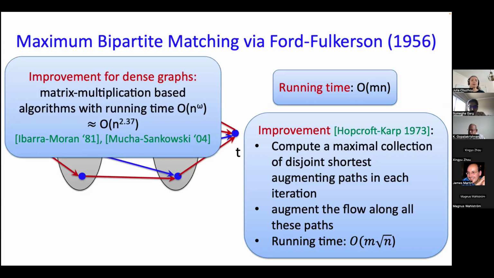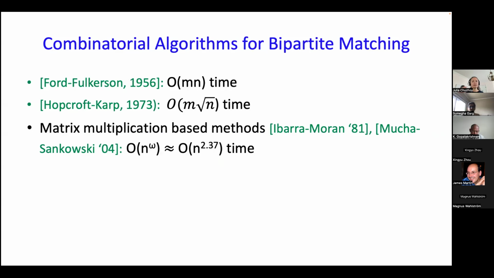Except that it was noticed that you can actually also solve this problem by using fast matrix multiplication. This will give you an algorithm with a running time which is faster than Hopcroft-Karp if your graph is sufficiently dense. So these are the results so far. I'm listing all of them under combinatorial algorithms, even though matrix multiplication, you may not count as a combinatorial algorithm, but let's be generous.